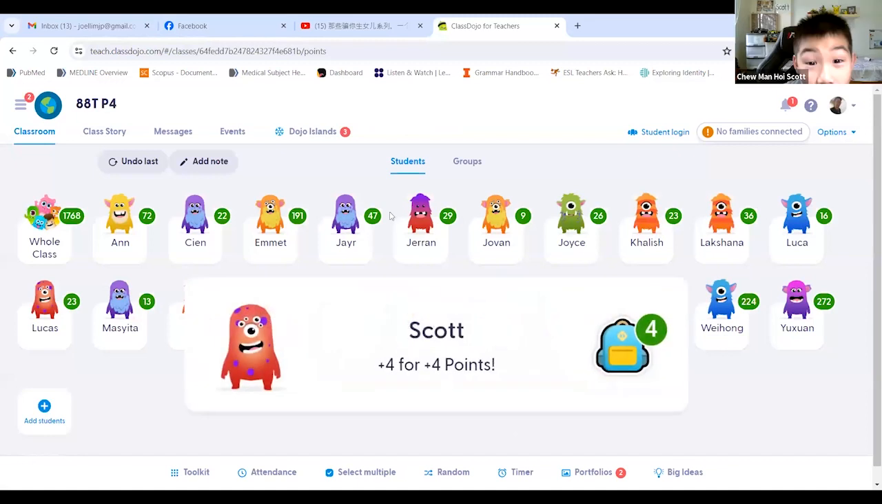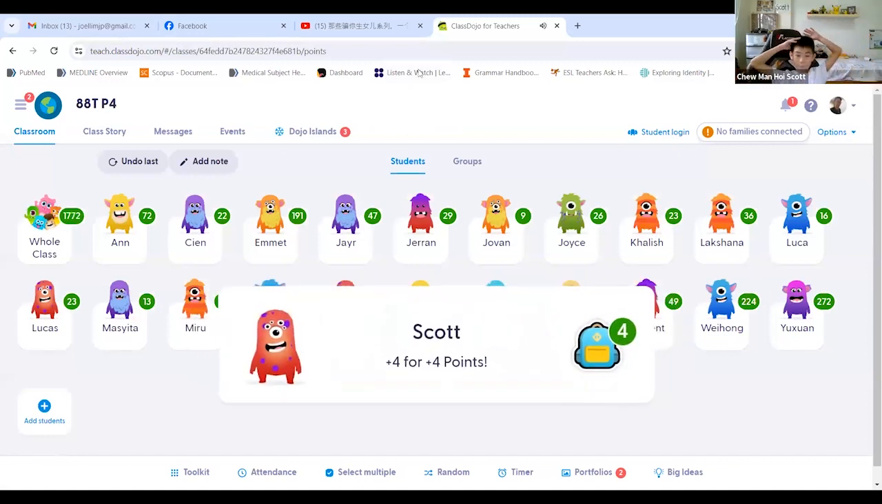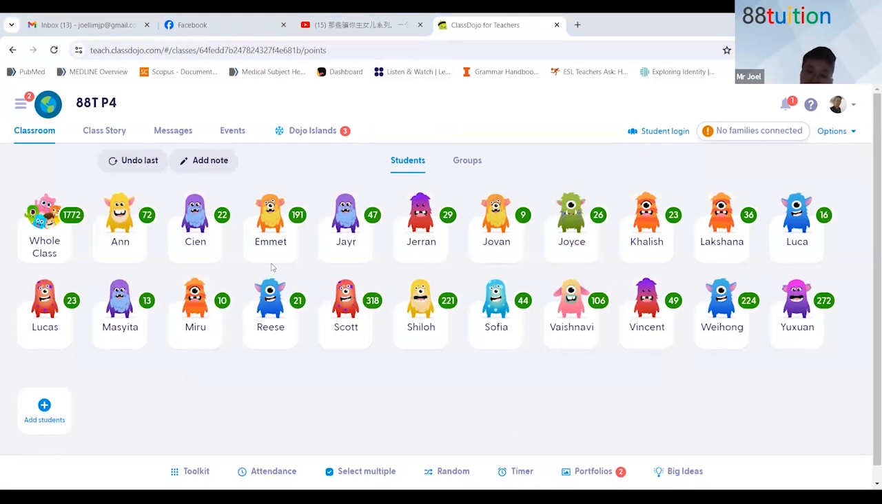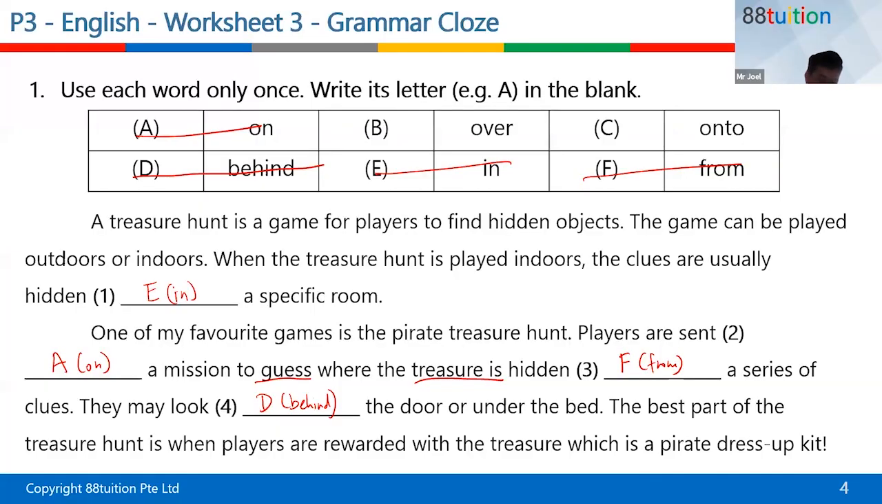These are 1 point each. Let's see how many points I have. 318. Yes, that means I'm top. You actually have the most points among all the students here. Very good. Okay, moving on.